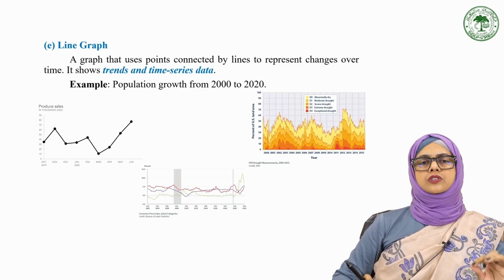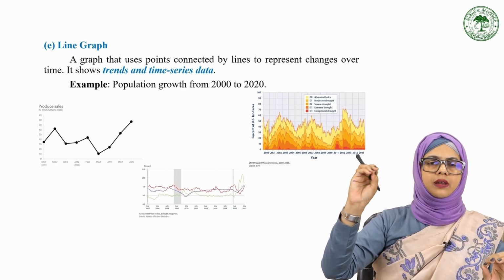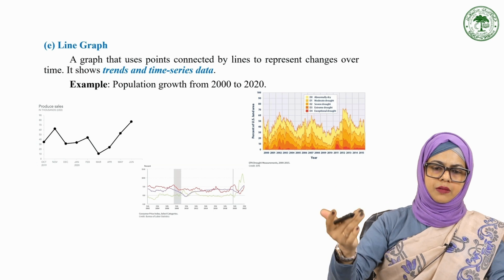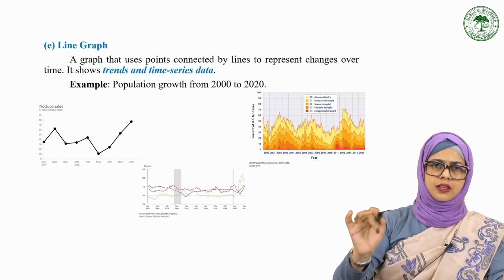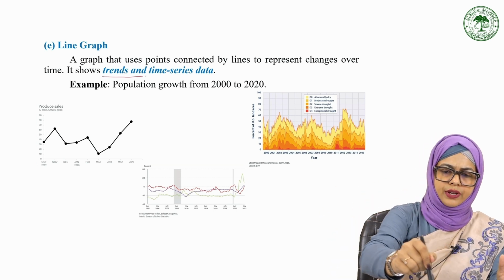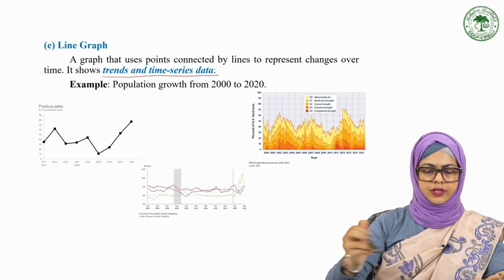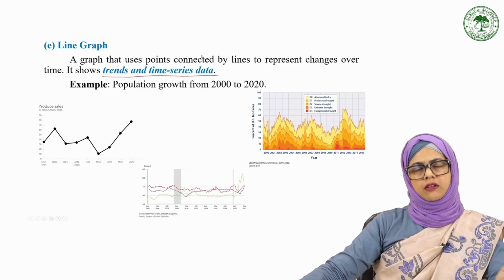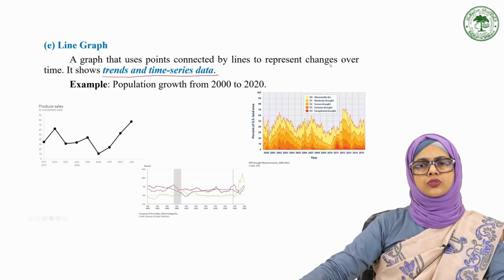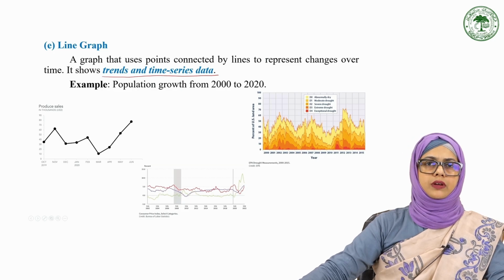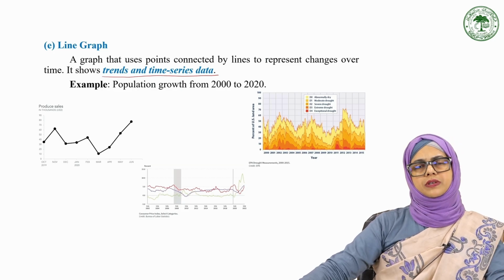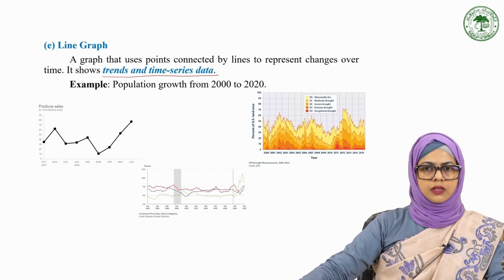So it is a graph that uses points connected by lines to present any change over time. Okay, that is known as a line graph. Of course, this is also showing trends and time series data. You can see here, a line graph or line chart is basically used to represent quantitative data which is collected over a specific period of time. So you see the x-axis usually has the time period.